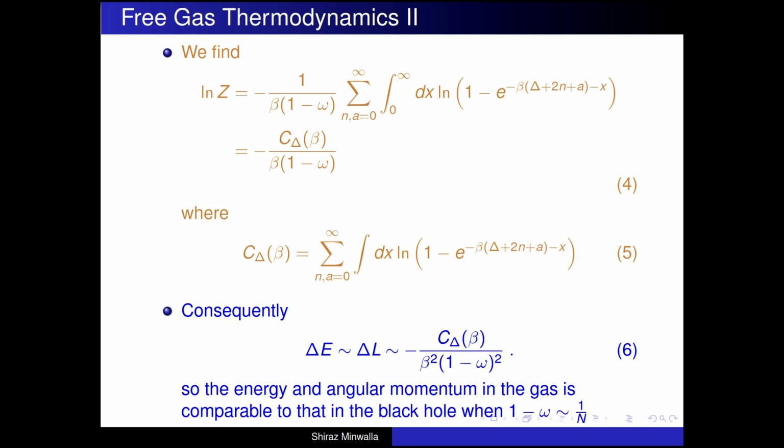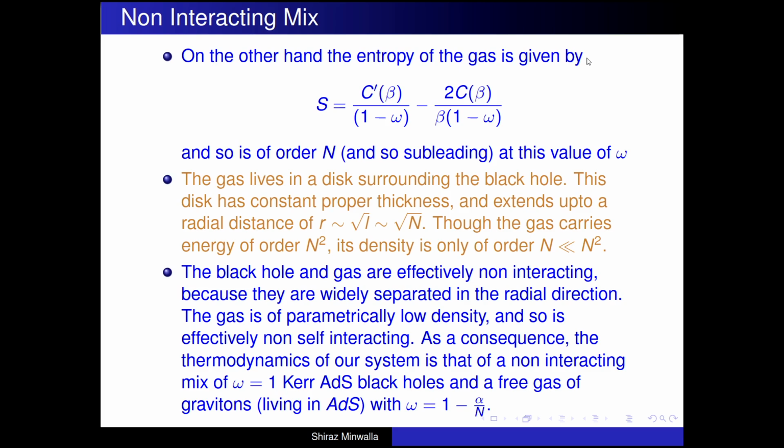And because of that, the energy and angular momentum that comes out of this partition function, the energy and angular momentum in this gas, is proportional to 1 over 1 minus omega squared. Now you see that when 1 minus omega is of order 1 over N, the energy and angular momentum in this gas is of order N squared, so of the same order as the energy and angular momentum of the black hole and cannot be neglected. However, it's a simple calculation to check that at those same values of omega, the entropy of the gas is only of order N, and so can be neglected with respect to the black hole.